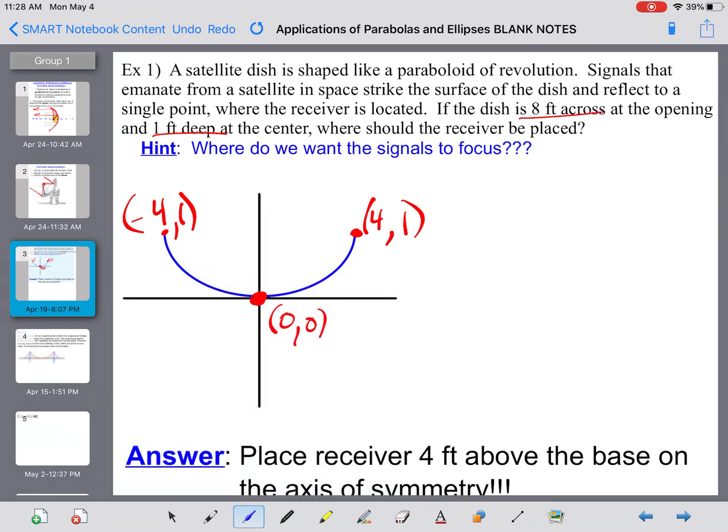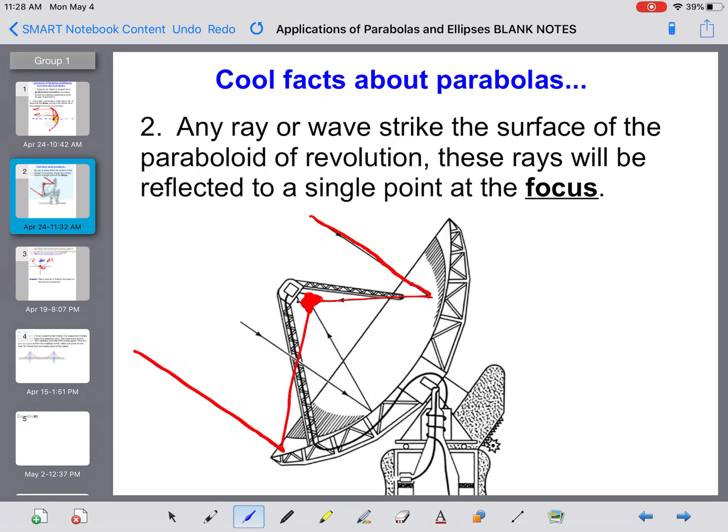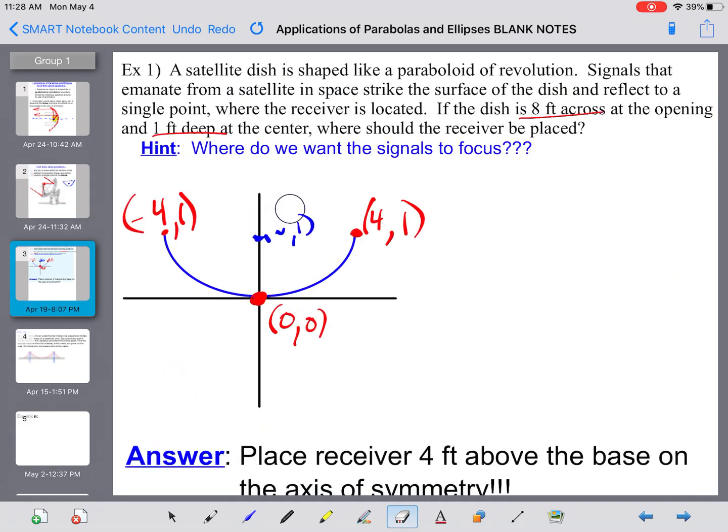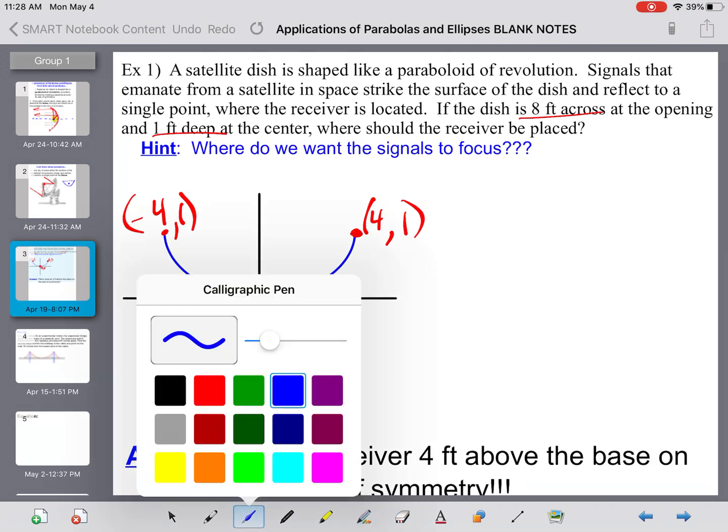Now, here's what you have to be careful about. Nowhere in this problem does it say that the focus is going to be there, right? We don't know that the focus is going to be at 0, 1. Don't make that assumption. If you look back at this last picture, the focus does not have to line up with the depth of the dish, right? The focus can be higher than the depth of the dish. You could have a satellite like this where the focus is down here. So you can't just assume that the height of the dish, or the height of whatever paraboloid of revolution you're looking at, is where the focus is going to go. Okay, so we can't assume 0, 1 is where the focus goes.